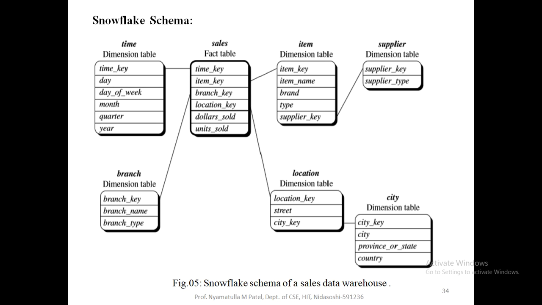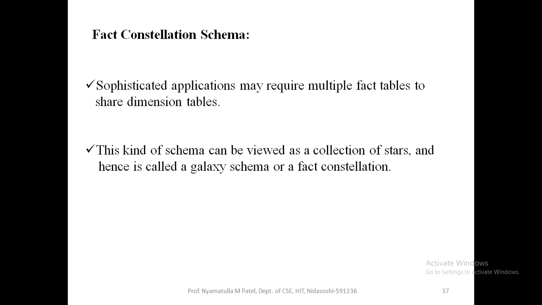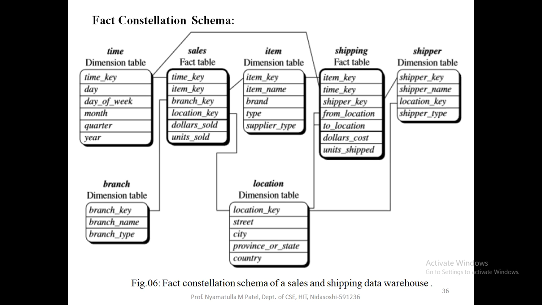Next, coming to the fact constellation, which represents a type of galaxy structure. A sophisticated application may require multiple fact tables to share dimension tables. So this kind of schema can be viewed as a collection of stars, and hence it is called a galaxy schema or fact constellation.